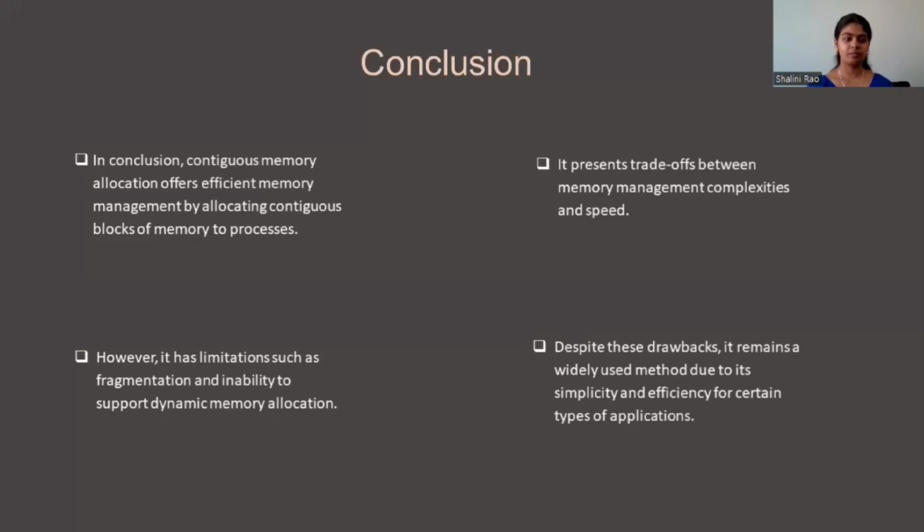Concluding the presentation by summarizing the prior slides: in conclusion, contiguous memory allocation offers efficient memory management by allocating contiguous blocks of memory to processes. It presents trade-offs between memory management complexities and speed. However, it has limitations such as fragmentation and inability to support dynamic memory allocation. Despite these drawbacks, it remains a widely used method due to its simplicity and efficiency for certain types of applications.